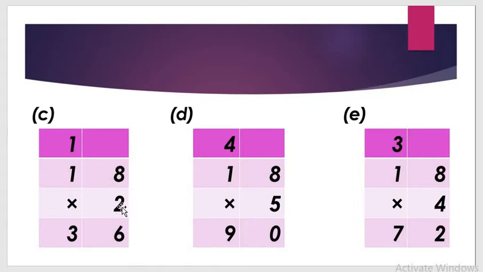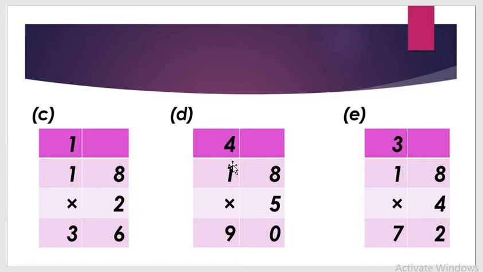Then after, 2 1s are 2, plus 1. So how many? 3. So the answer is what? 36. The answer is what, all students? 36. The answer is 36. So 18 2s are 36.